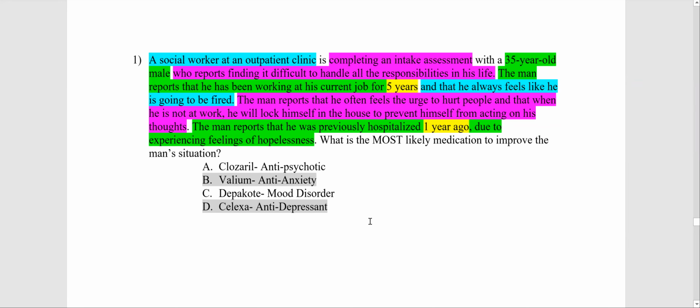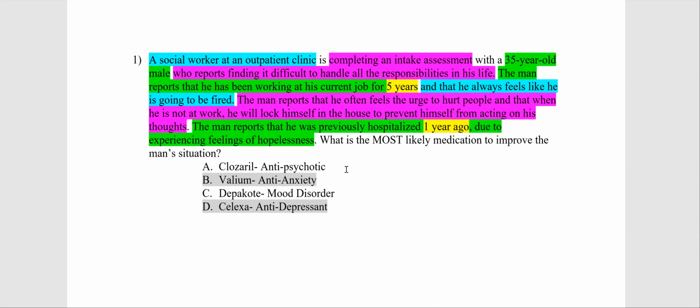of hopelessness, there are other symptoms that are not related to depression that are present in the question. So he's finding it difficult to manage everything. He has paranoia of being fired. Even though he's been at the job for 5 years, he still feels like he's going to be fired. He has the urge to hurt people. So he's locking himself in the house, secluding himself, and he has a history of being hospitalized. So we have Clozaril for a psychotic disorder, or Depakote for more of a bipolar 1, bipolar 2, or mood disorder at this given moment.